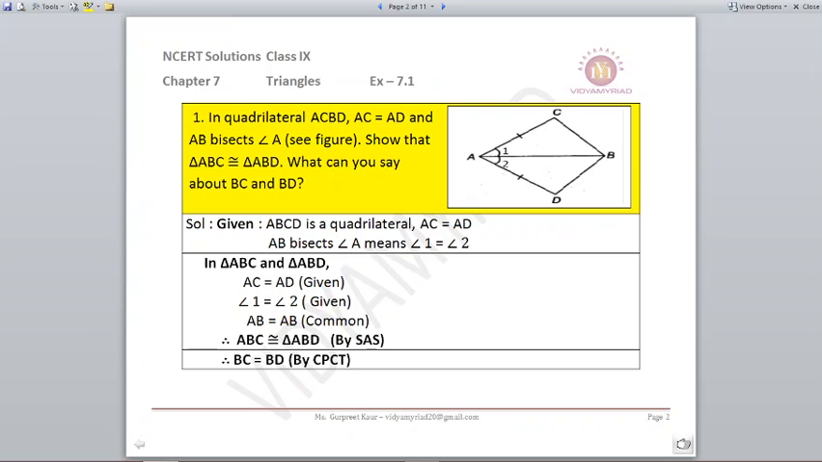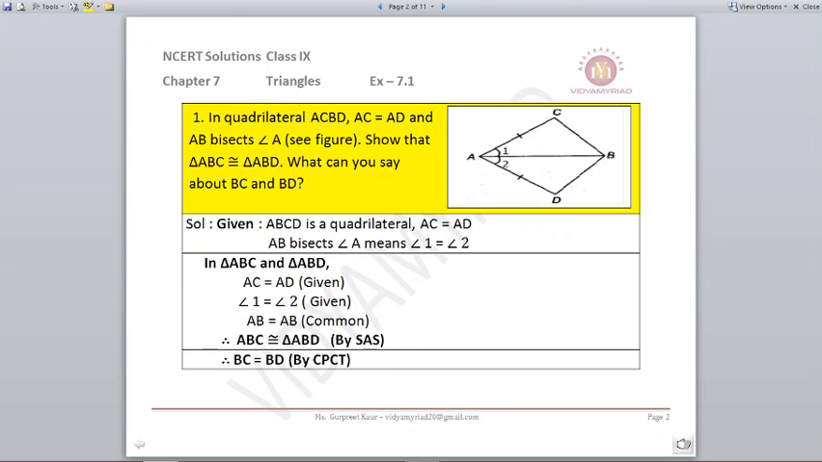In triangle ABC and triangle ABD, let us see what all is there with us. AC is equal to AD, it is already given. Angle 1 is equal to angle 2, that is also given to us. And the third thing which we need is AB, which is common in both of the triangles, and we can write it common. So by SAS, side, then angle, and again side, by SAS, triangles are congruent.